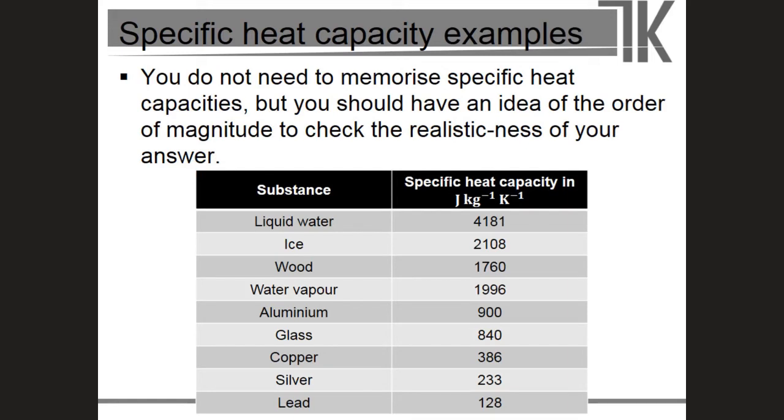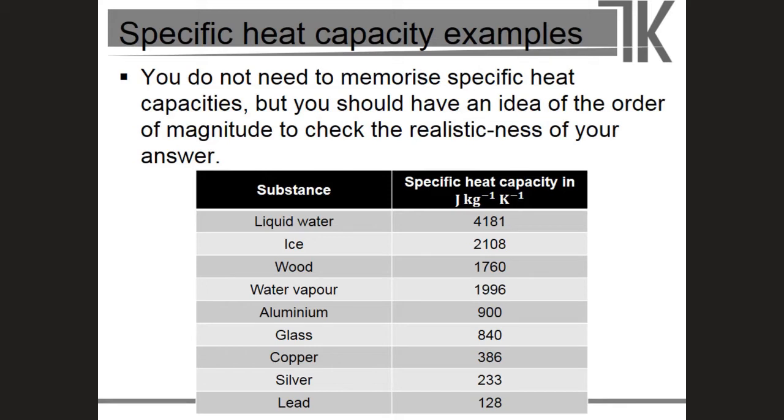And just as a little side note, our specific heat capacity is usually given in kilojoules per kilogram per Kelvin, and the reason for that is they're usually quite large numbers. They're usually in the hundreds or thousands, like the examples here. So liquid water, 4,181 joules per kilogram per Kelvin. If we were to write that in kilojoules instead, it would be 4.181, which is a lot nicer of a number to deal with.